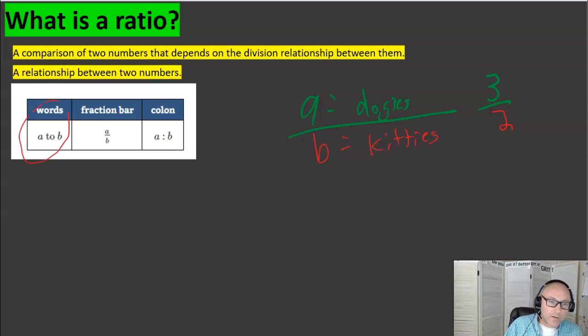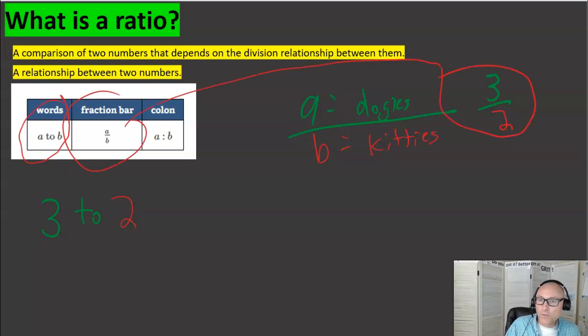So here it is in words. You can also just say 3 to 2. If you write the fraction bar, we already did that, 3 over 2. And then if you're going to write it with a colon, which is also very popular for representing ratios, it would look like this: 3 colon 2.